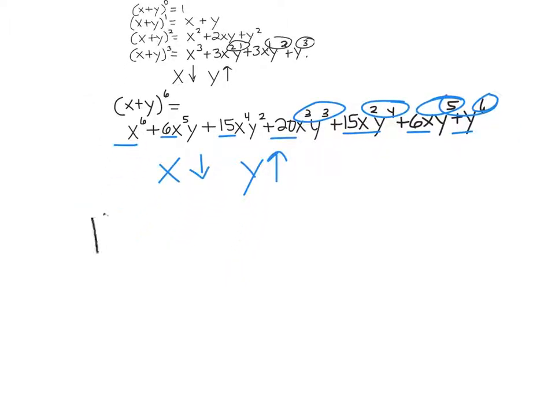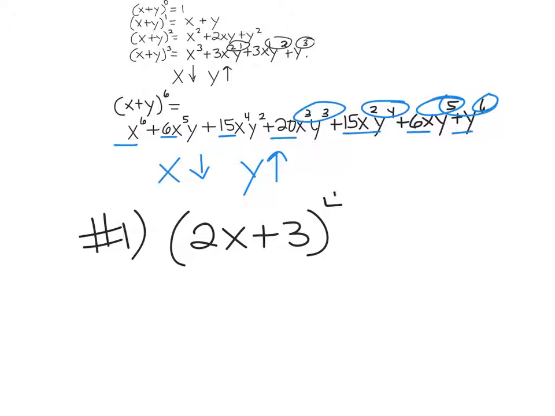Number 1. Now, of course, we're not just going to have x and y. We're going to have some numbers in there that we're going to have to deal with. So here's how you do a very basic problem. Here it is. We're going to take 2x plus 3, and we're going to raise this to the 4th power. Okay? 2x plus 3 to the 4th power.